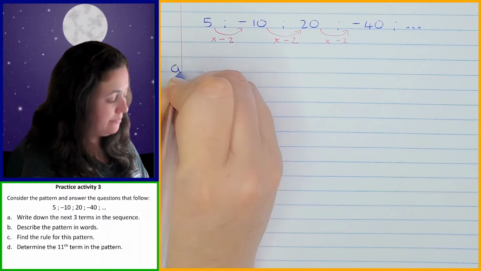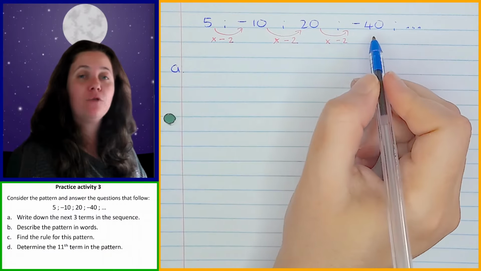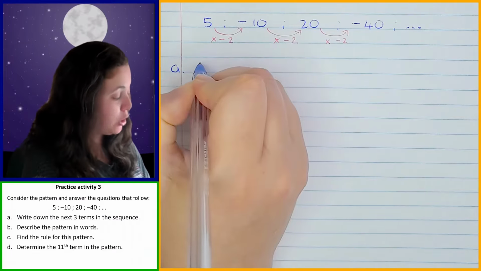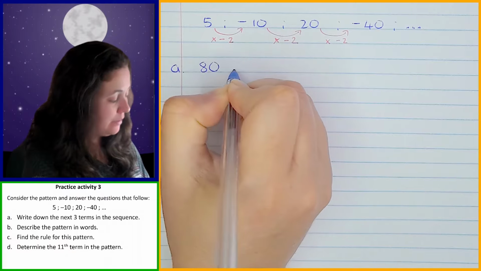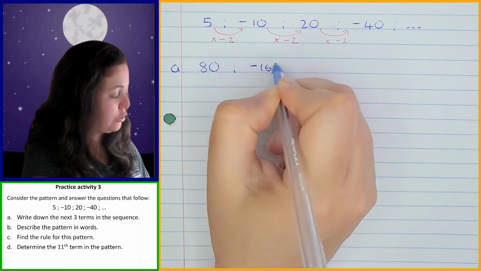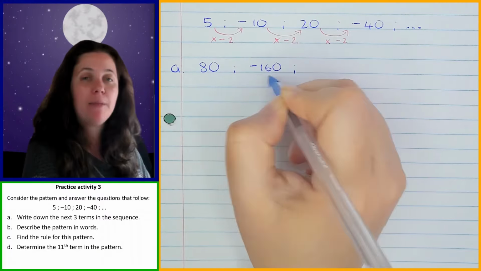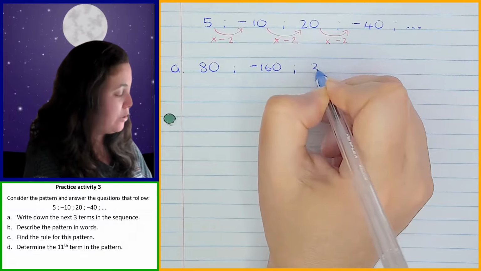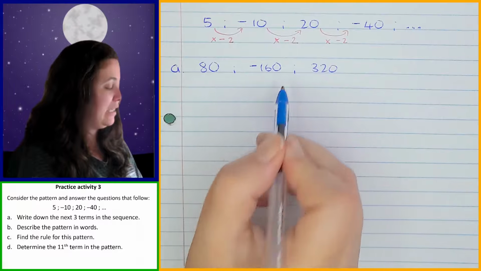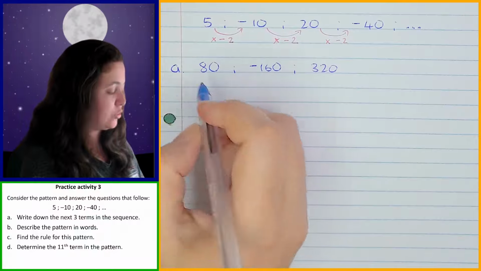So for question A, if I take the negative 40 and I multiply that by the constant ratio, which is negative 2, I'm going to get positive 80. Then if I multiply that by negative 2, I will get negative 160. And then we just multiply that by negative 2, and that gives me positive 320. So your next three terms should have been 80, negative 160, and positive 320.